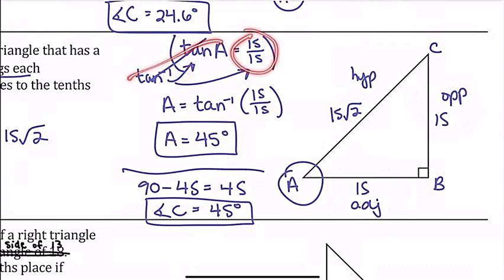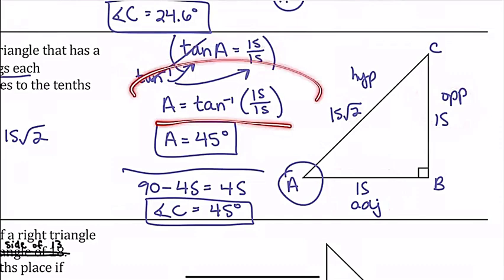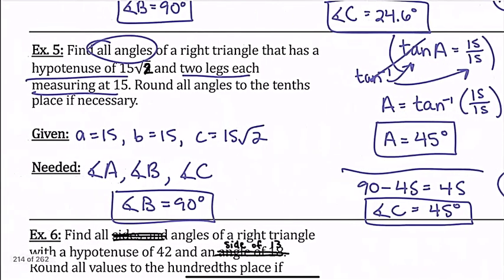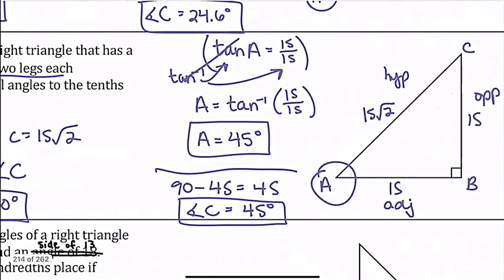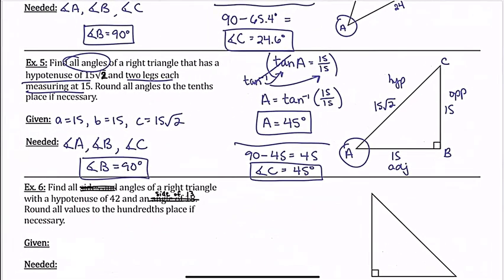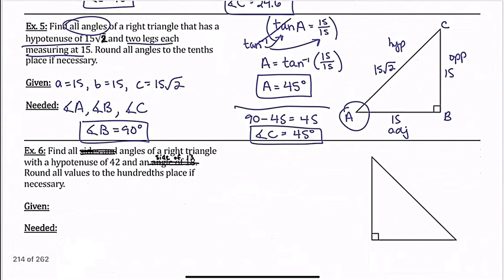Remember, it's going to cancel on this side. It's not going to cancel on that side. So that gets me here. I typed this in the calculator, and it gave me 45 degrees exactly. So I did not round it because it said if necessary. And then 90 minus 45 is also 45. So they are both 45 degrees. And there we go. Okay, go ahead and try number 6.